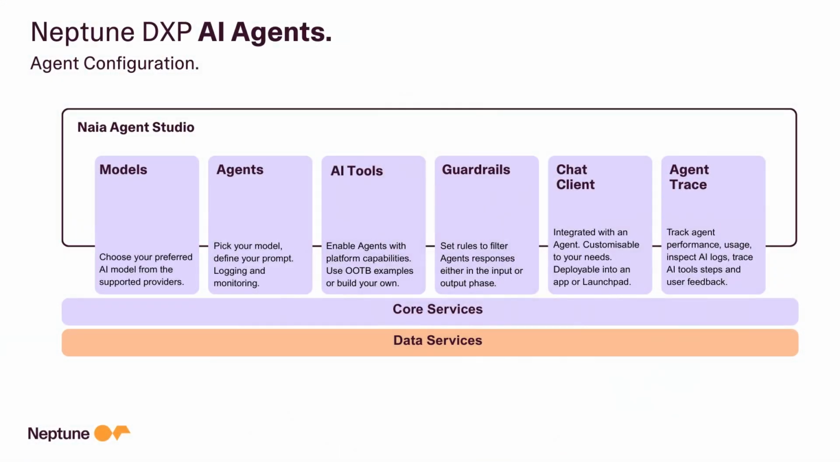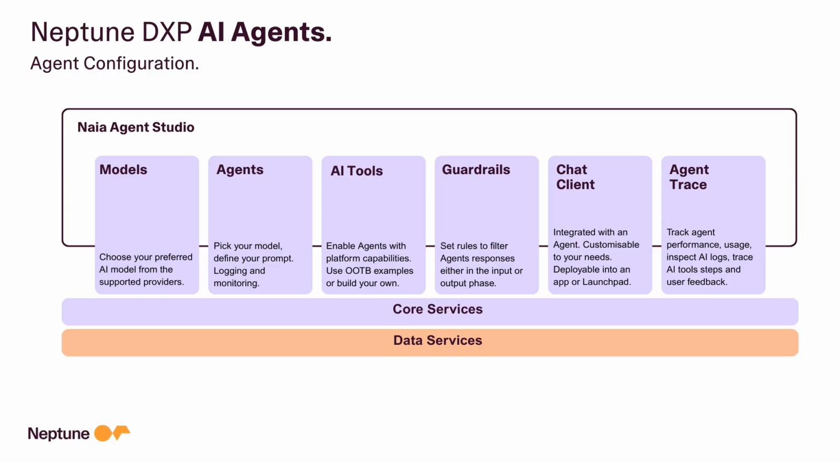This is where Naia Agent Studio comes in. Naia Agent Studio is where you build and run AI agents inside Neptune DXP. You start by choosing a model, which sets the foundation for how your agent thinks. Then you create agents, defining their role, instructions, and behavior, with logging and monitoring built in. AI tools allow agents to do more than chat by performing actions, leveraging Neptune DXP's capabilities.